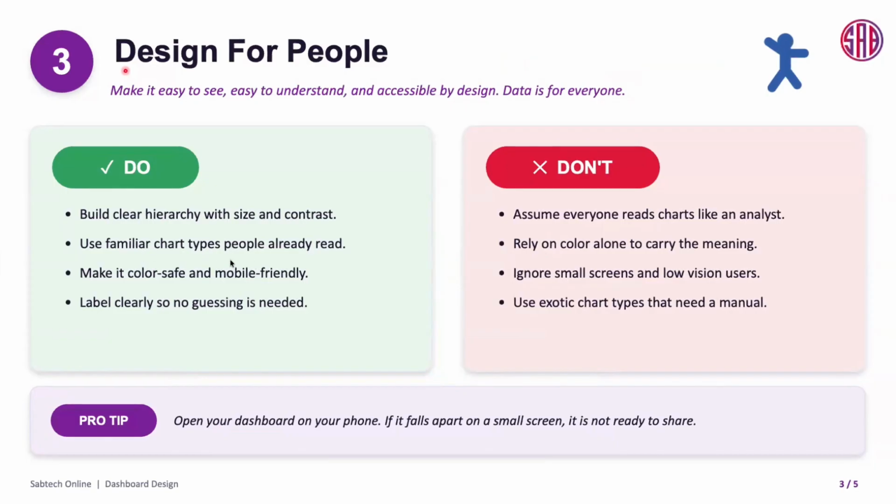Use familiar charts, chart types people already know. Don't use a chart because it has newly come on board. AI has given you a chart and you use it? Use the charts people can interpret. Then make it color safe and mobile friendly. If someone opened your report on a mobile phone, will things snap and disappear? No. So you have to look into that.